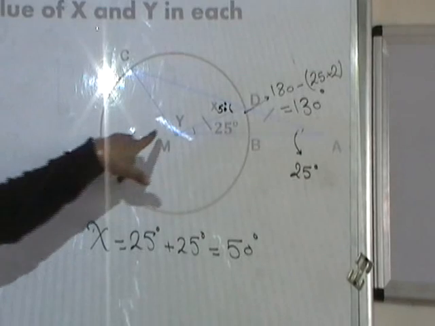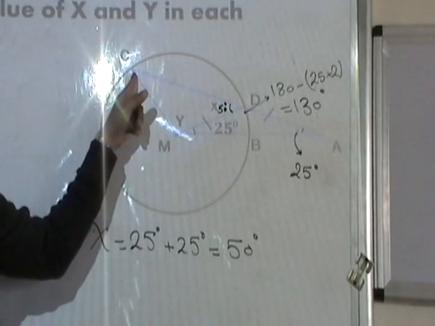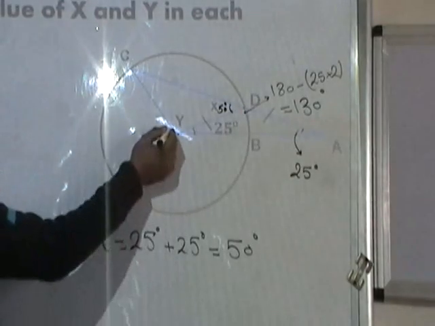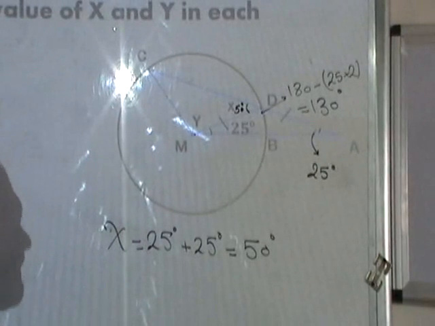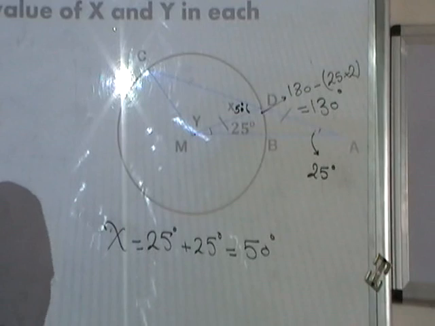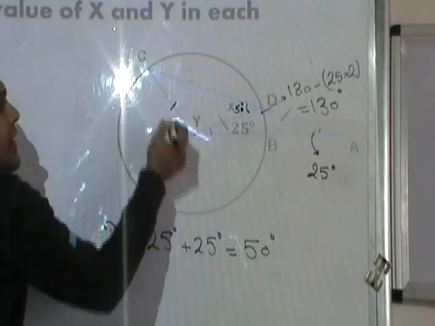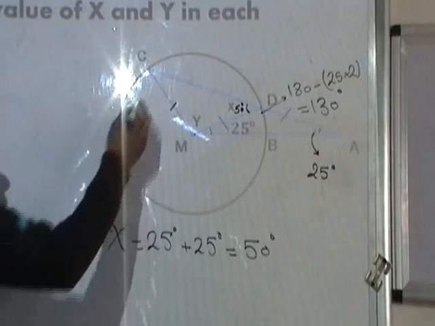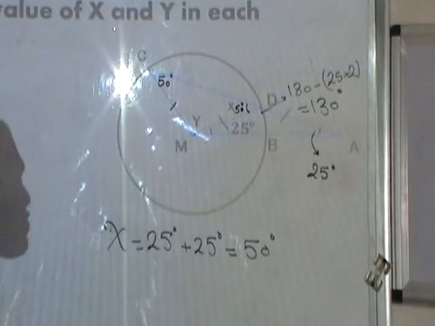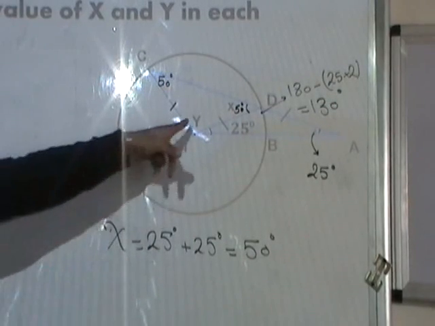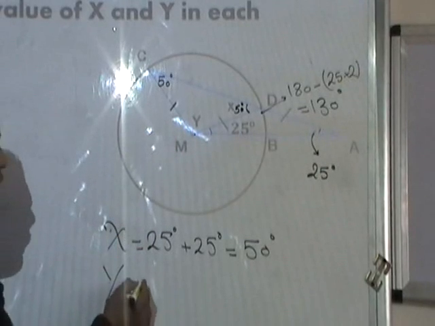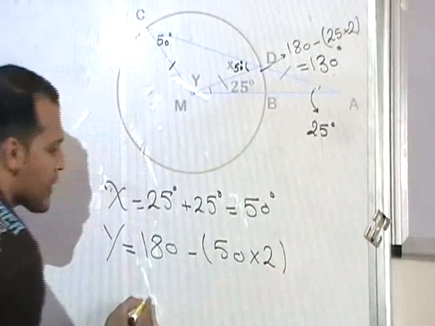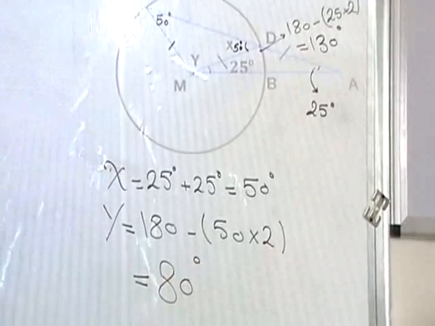After that, triangle MDC is also an isosceles triangle. Why? You have MD as a radius and MC as a radius, and we said that the radii in the same circle are equal in length. So we can say that this side is equal to this side. This is 50. You can say that the measure of angle C also is 50 because the base angles in the isosceles triangle are equal in measure. You can get the value of y like this. y equals 180 minus 50 times 2. This will be 80 degrees.